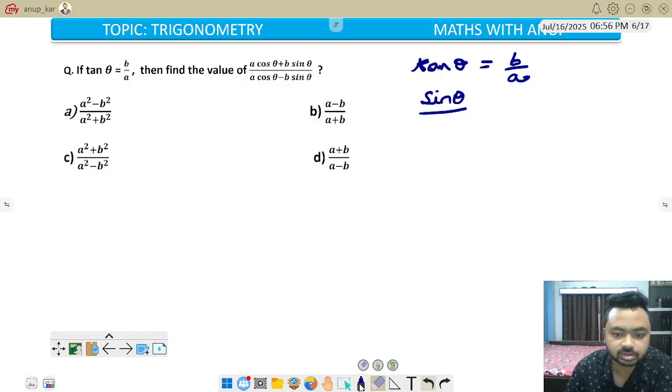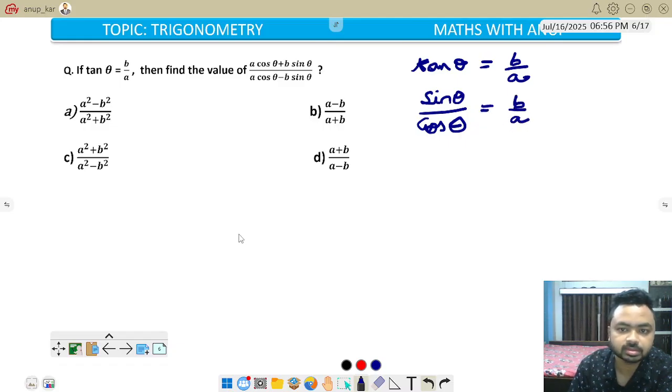tan theta, we know that it is nothing but sin theta upon cos theta. So it is equal to b by a. So we can consider the ratio of sin theta as b and cos theta as a. Why I am telling it, later.